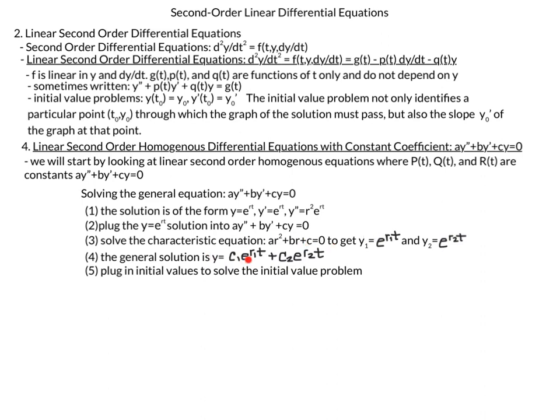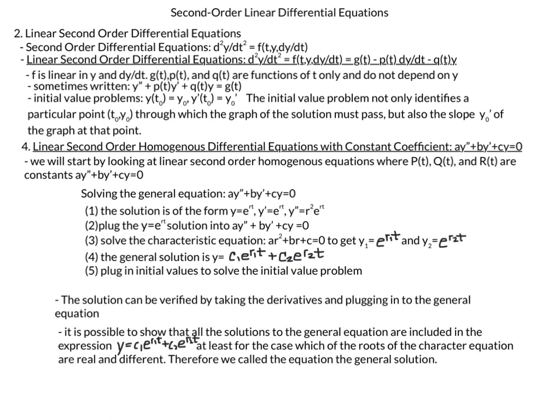So we have c1 e to the r1t plus c2 e to the r2t, and then we're going to plug in our initial values to solve the initial value problem. A couple of notes. First, again, you can verify that these solutions were correct by taking y1, y2, taking the derivatives, plugging it back in the equation. You can see it'll be satisfied, as well as taking the initial conditions, seeing it will be satisfied.